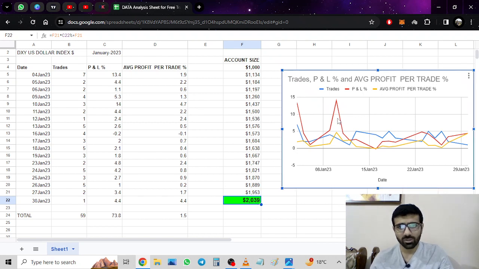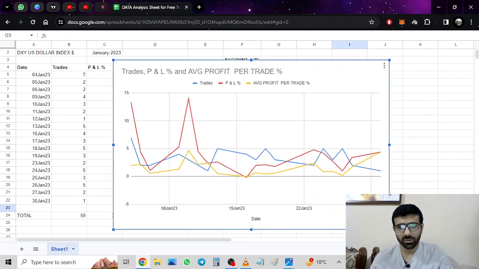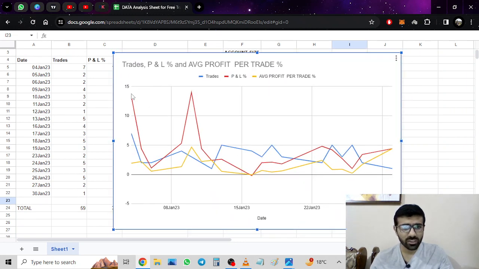Okay, so now let me explain it with a graph as well, so you guys can understand it better. Okay, so here you go. This graph shows this red line is the profit and loss percentage line. So we started off over here at 13.4%. This was one of our peaks, and then we hit 14% on 10th January. These were two peaks, and then overall we were more or less in a good position. Approximately just one day we made a negative profit of 0.1%.